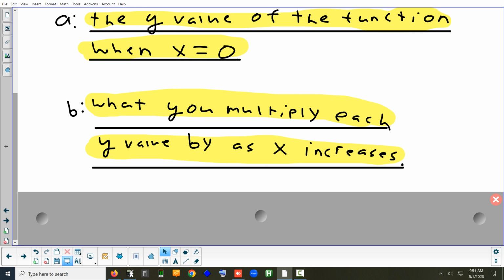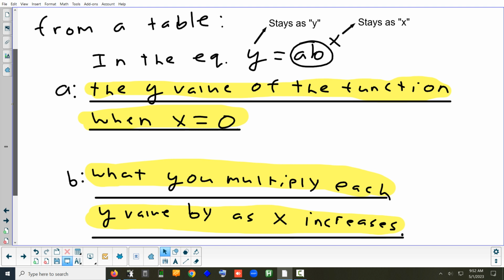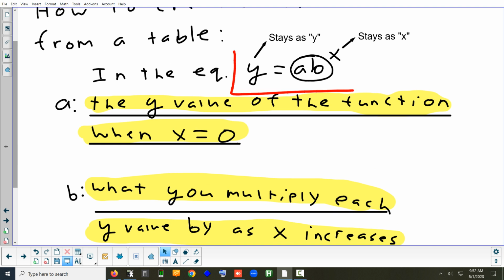So now we'll try a couple examples where I give you a table and you figure out what the formula is. Remember, this is the format you're looking for: y equals a times b to the x. This is like your y equals mx plus b. That's the basic formula that you're always going to use.